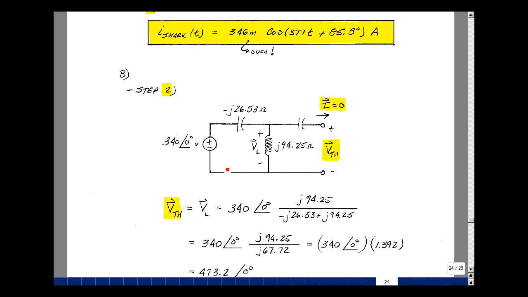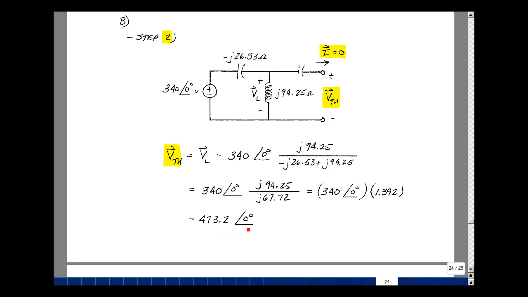So I've got a voltage divider. I've got 340 at angle 0, and I've got this impedance, which is J 94.25, and then adding that to the capacitor impedance of minus J 26.53. So combining these two, I get a J 67.72. Then divide the J out, and my ratio here is 1.392, and I'll multiply that by my 340 at angle 0. I get 473.2 at angle 0.